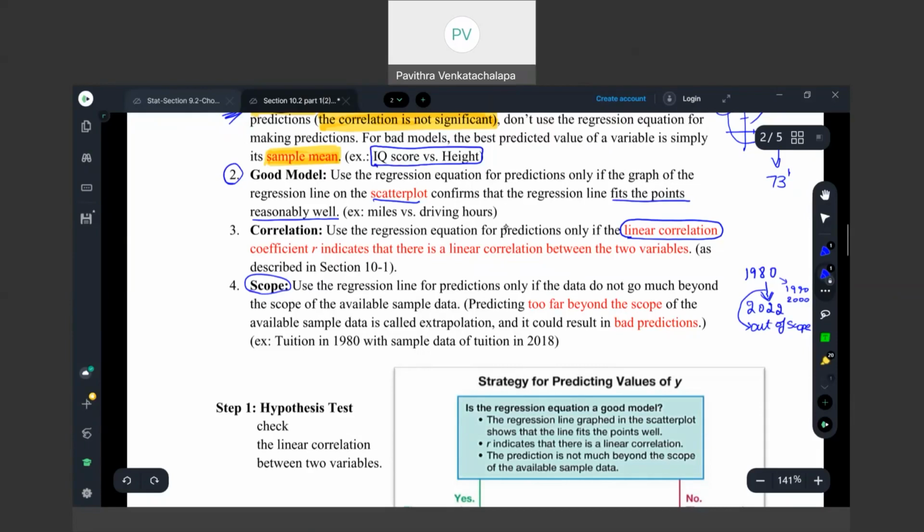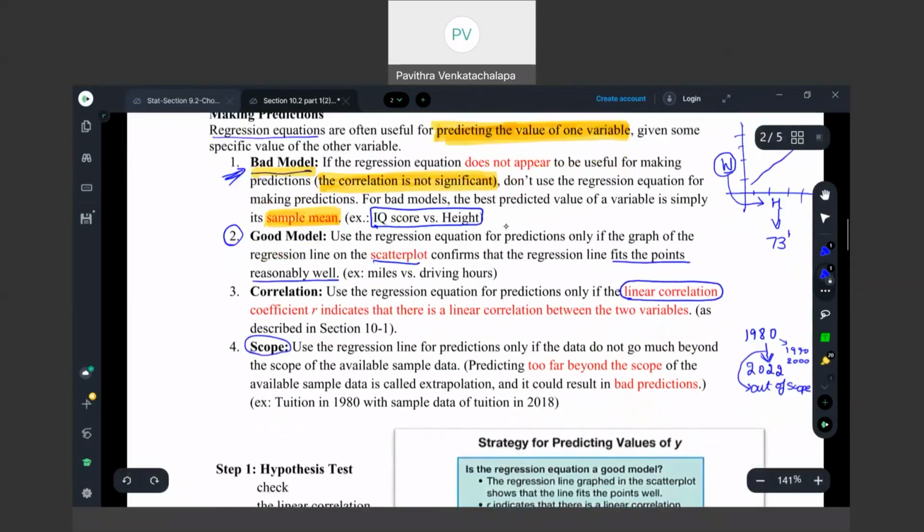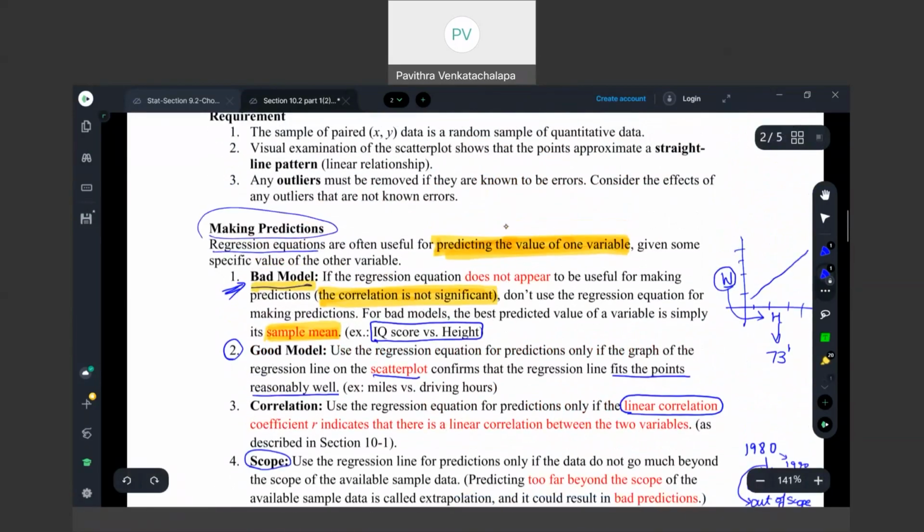Let's say we are in 1970, and you made a survey on oil in the US, and you concluded that by the end of 2000, or maybe by the end of 2010, we will not have oil reserves at that time. But fortunately, we still have, right? So the predictions which you made were completely wrong because that was out of scope. So those are the four points of the regression equation.